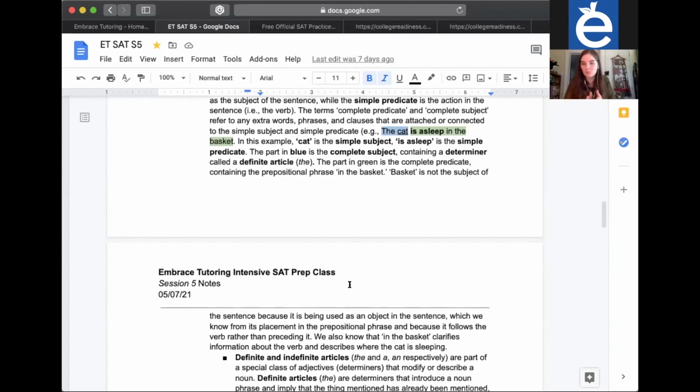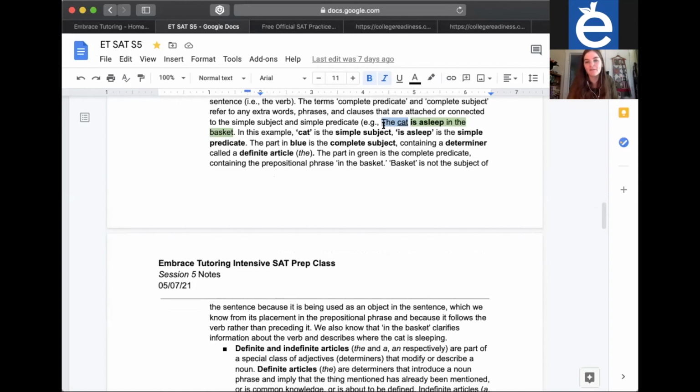There are also broader categories in terms of complete subject and complete predicate. In my example from this handout, you had the cat. That would technically be the complete subject in the sentence, because it contains the definite article the, as well as the noun cat. Cat is the noun that is acting as the subject. So, the cat is asleep in the basket. Is asleep is the verb, because it's the action that's really happening.